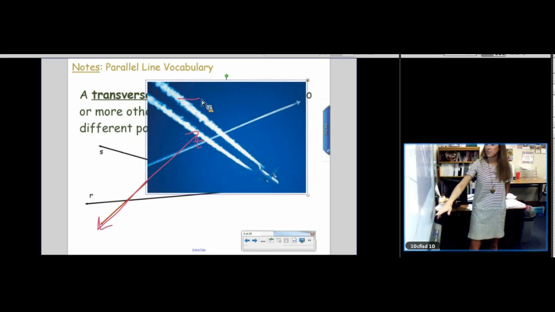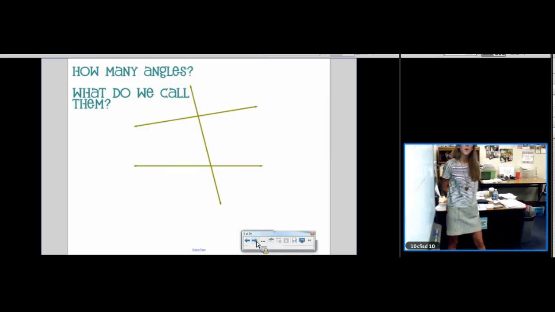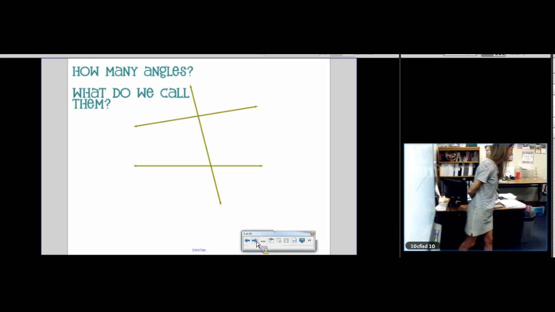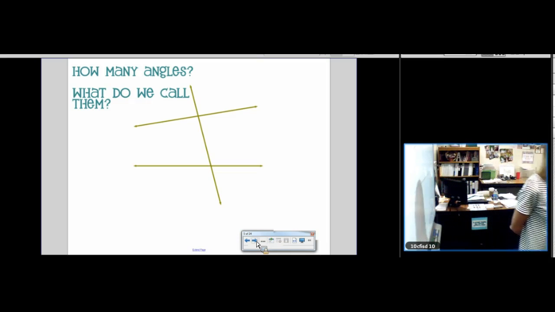Anyways, good to know. Now, when we have two lines and we draw a transversal, how many angles do we create? Count them. Don't say an answer yet. How many angles are created?